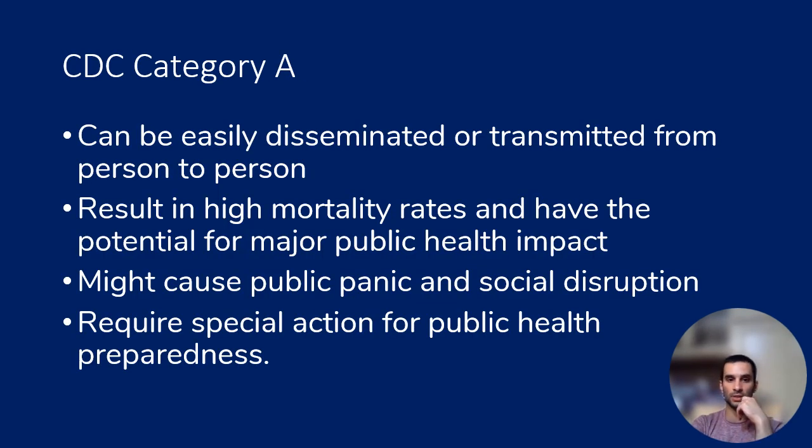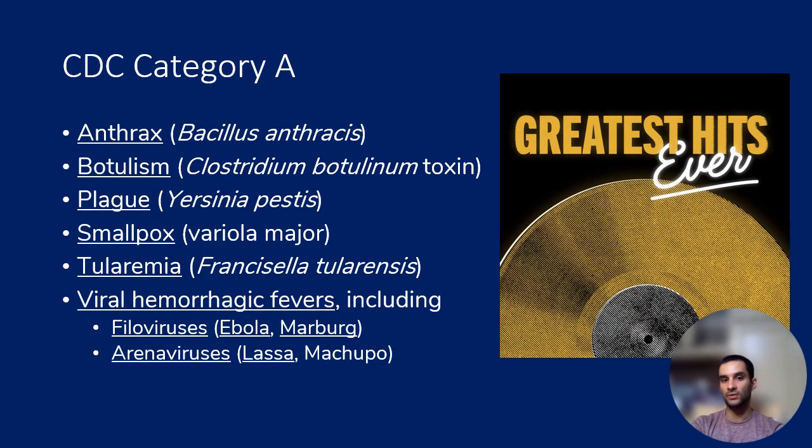And so the first one is category A, and you can think of this as the greatest hits of bioterrorism. These are easily disseminated from person to person, have high mortality rate, major public health impact, can cause panic and social disruption. A lot of times the fear is worse than the actual disease, and also requires special action for public health preparedness. So these are the really bad guys. And who's on this list? This is your anthrax, your botulism toxin, plague, smallpox, tularemia, and the viral hemorrhagic fevers, which you could think of Ebola as a classic, representative example.